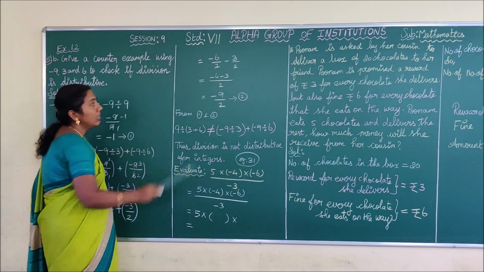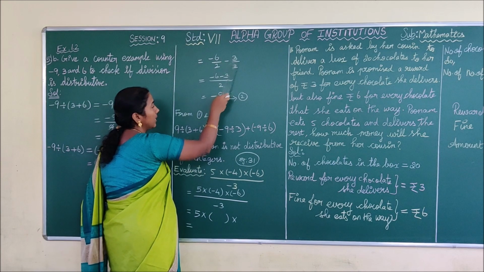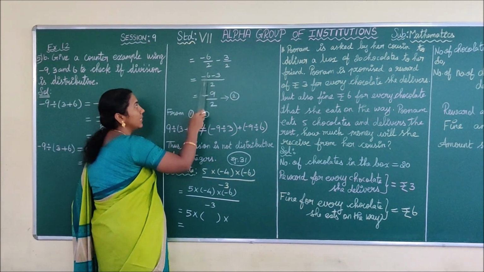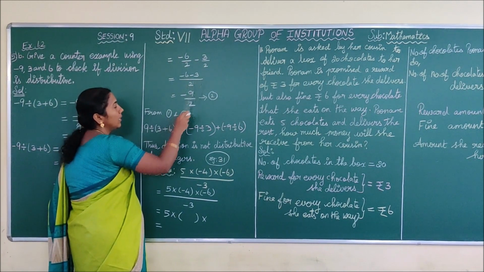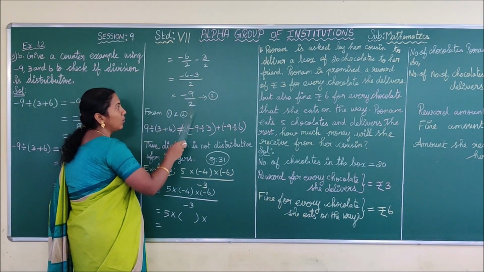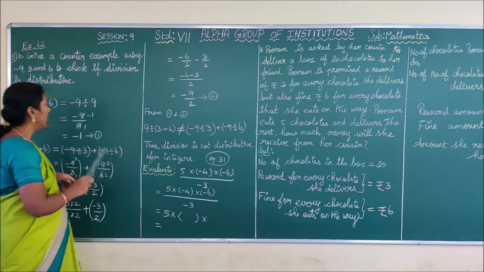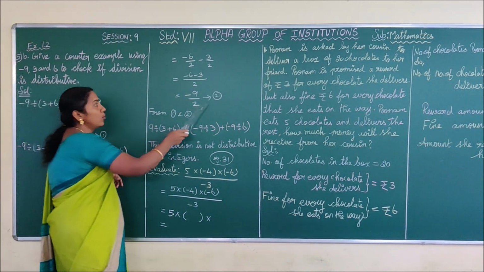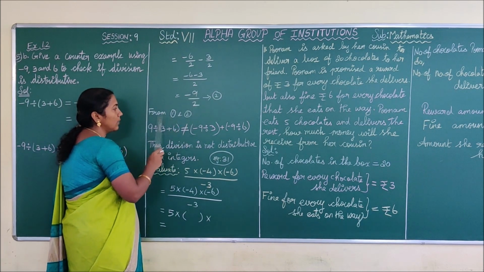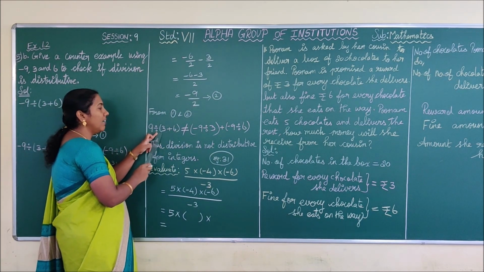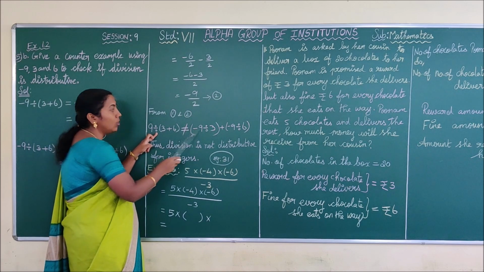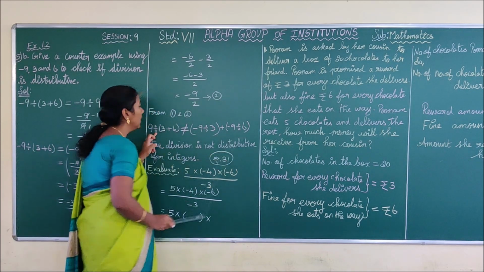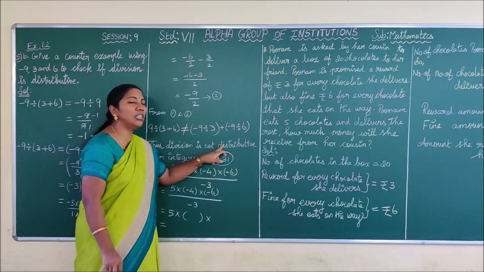It's clear, children? Now see here, minus 6 minus 3, because the denominators are the same, so we can add the numerators. So you get the answer minus 9 by 2. Let it be equation 2. See here, in equation 1 we get minus 1, but in equation 2 we get minus 9 by 2. Thus from 1 and 2 we can say 9 divided by 3 plus 6 is not equal to minus 9 divided by 3 plus minus 9 divided by 6. Thus we can say division is not distributive.